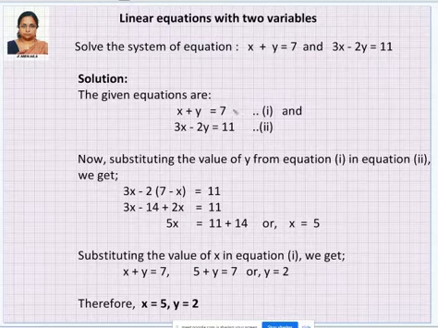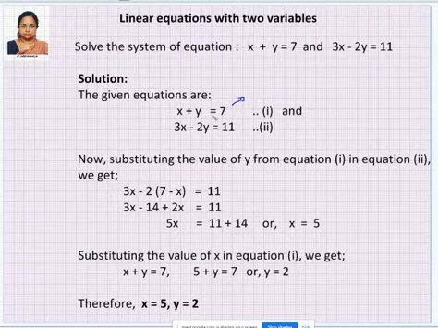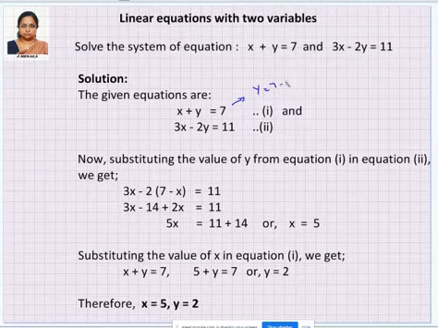What you can do is take any one of the variables. Maybe you can take y, which is equal to 7 minus x, bringing the x to the other side. And this y value you can substitute in the second equation. That's what is done here. 3x minus 2, and instead of y, I'm going to put 7 minus x, is equal to 11.